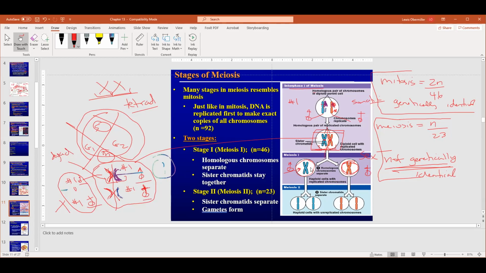That's different here. And then it goes through a second round, which is exactly identical to mitosis, where it divides down the middle. And then we get sex cells with half the DNA, right? And you can see that they're different from one another. Does that make sense?